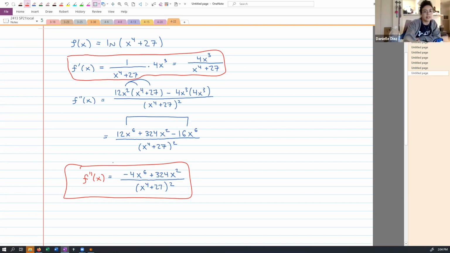Random question. So earlier with the first derivative, could we have subtracted the exponents? Like the 4x to the 3rd and then the x to the 4th on the bottom? No, because of division. You have two terms on the bottom, one on the top, so you can't do this over this. If it were multiplication, you could, but it's addition.